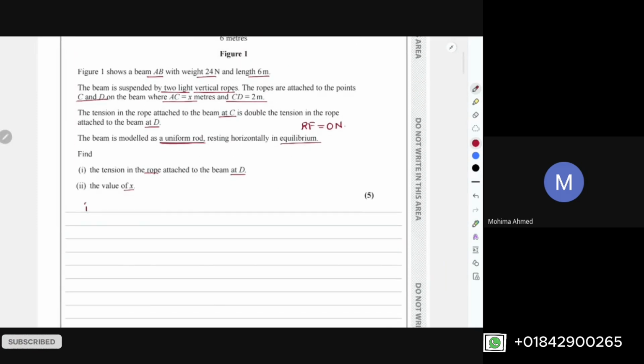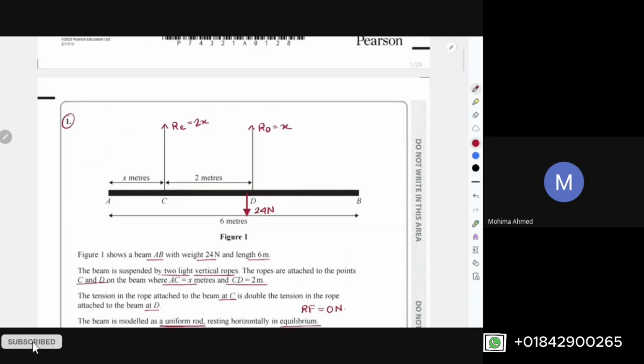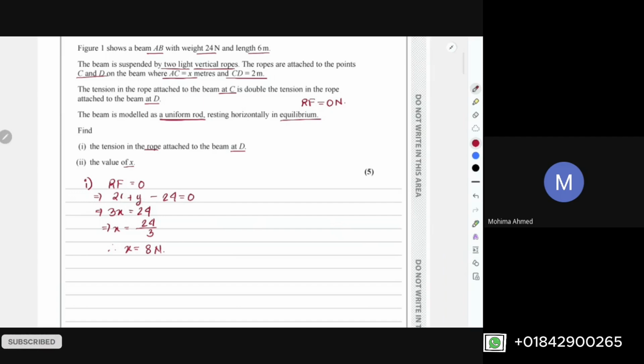So for part 1, you can easily calculate this as resultant force 0. Upward you have x plus x plus x, minus downward you have 24, and that is equal to 0. So you have 3x equals 24 and eventually you'll get 24 over 3, which is 8, right? So you get the value for your x as 8 Newton. Sorry, we cannot use x because x was already used. Let's use a different alphabet for it, because x was already used for the distance. So just think of this as any random alphabet, y. But otherwise, the calculation was correct.